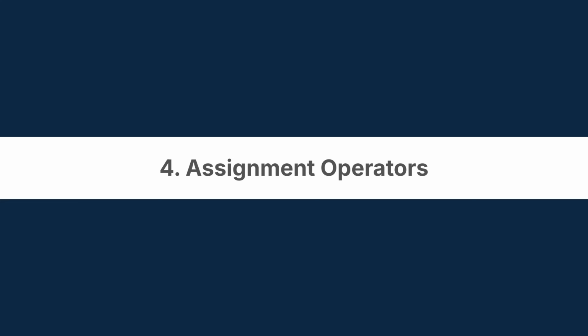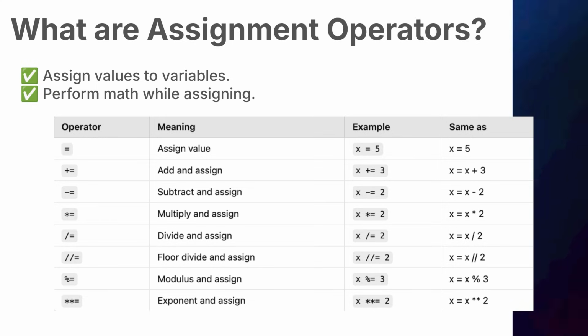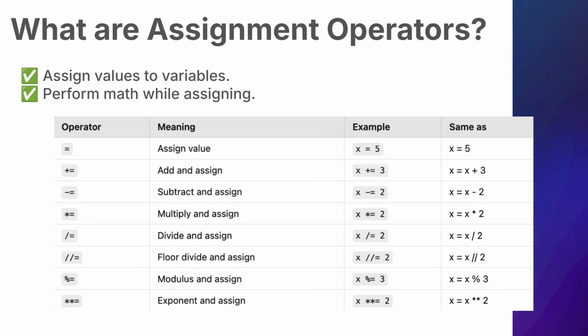Four, assignment operators. What are assignment operators? Assignment operators are used to assign values to variables. They can also perform math while assigning. It's pretty handy. The list shows the basic assignment operators.